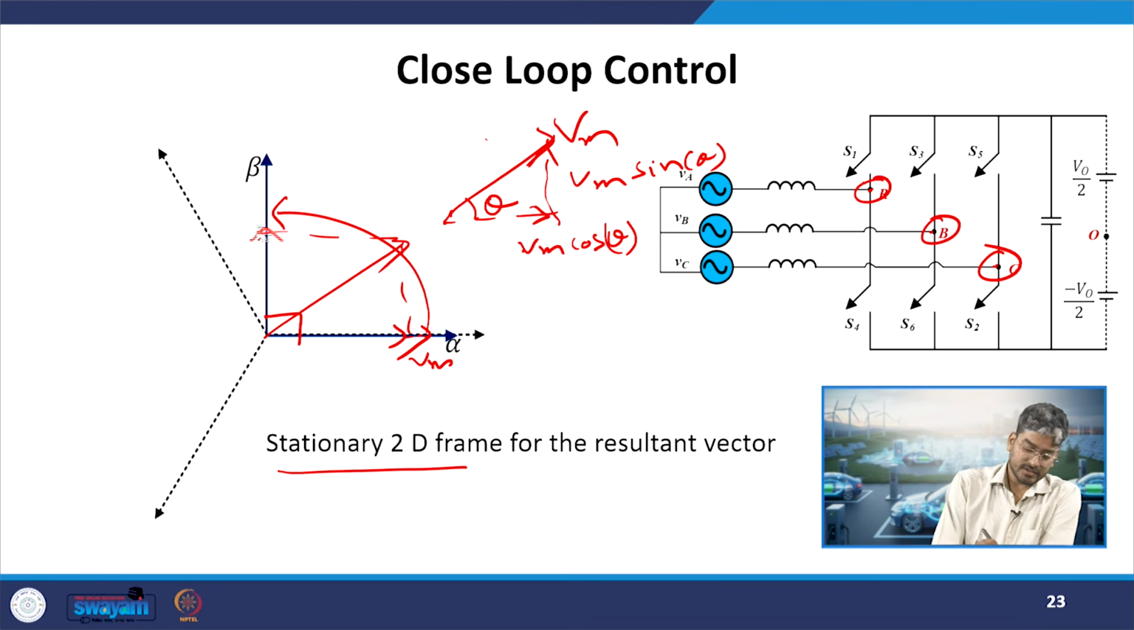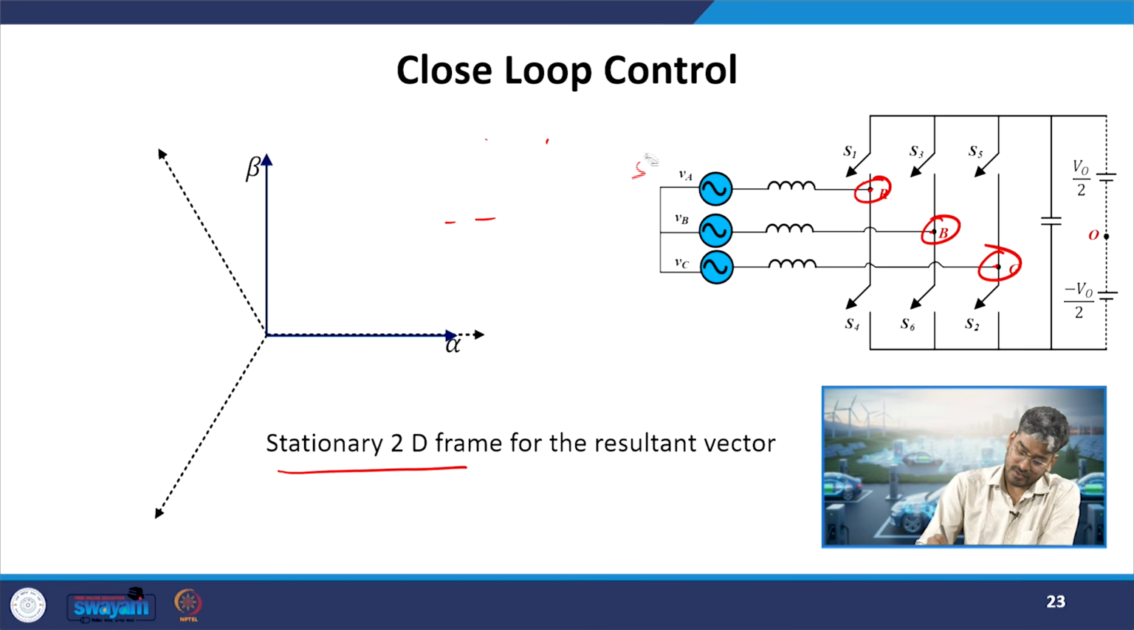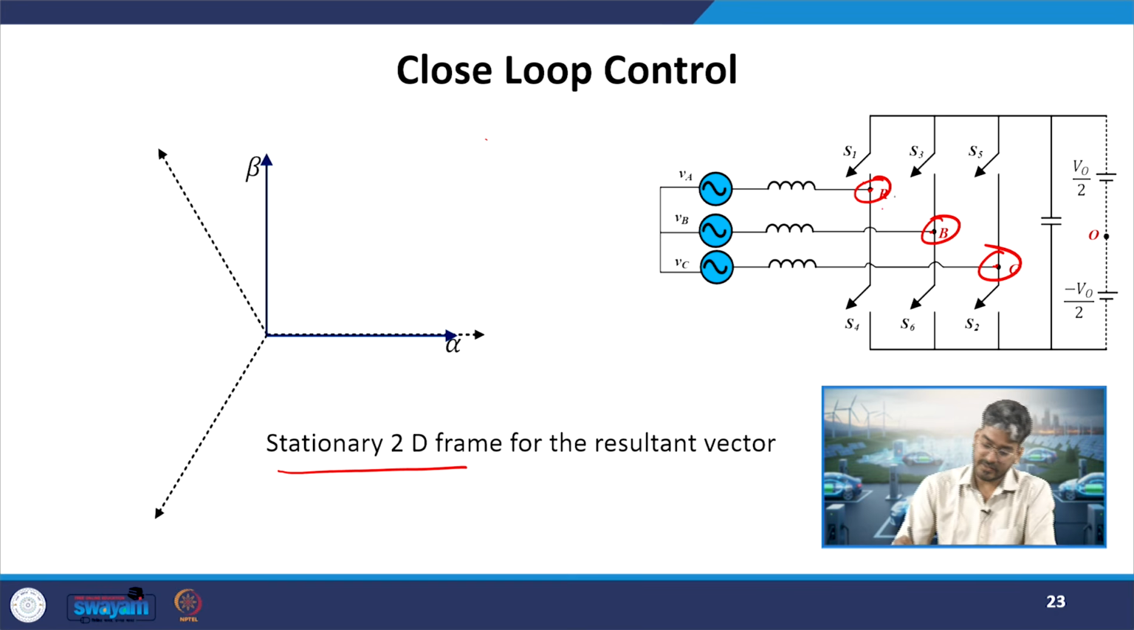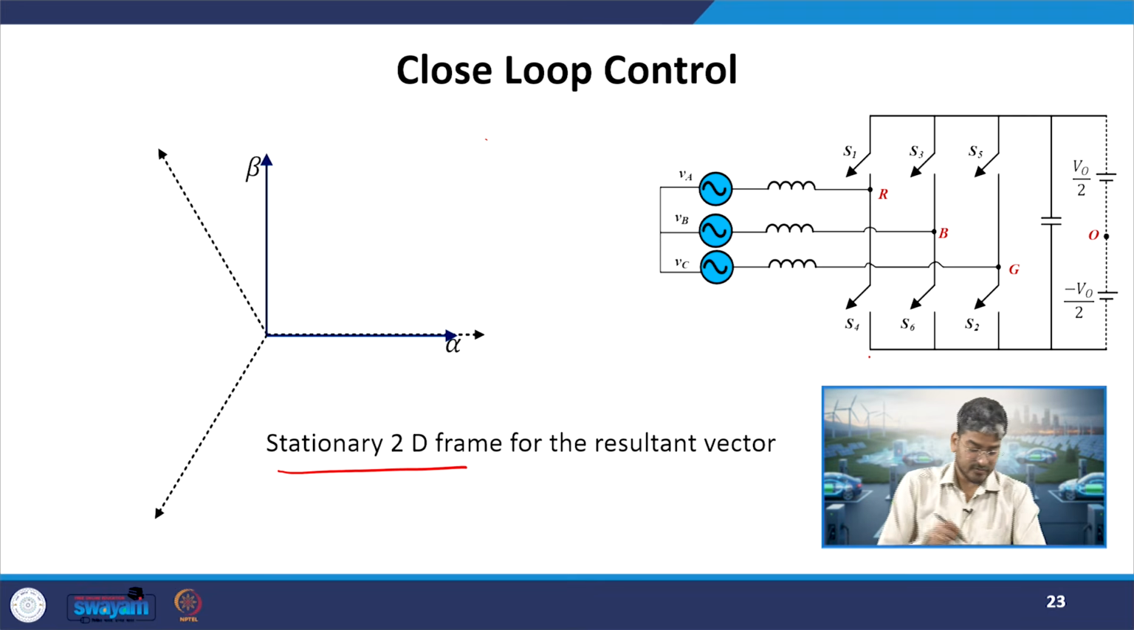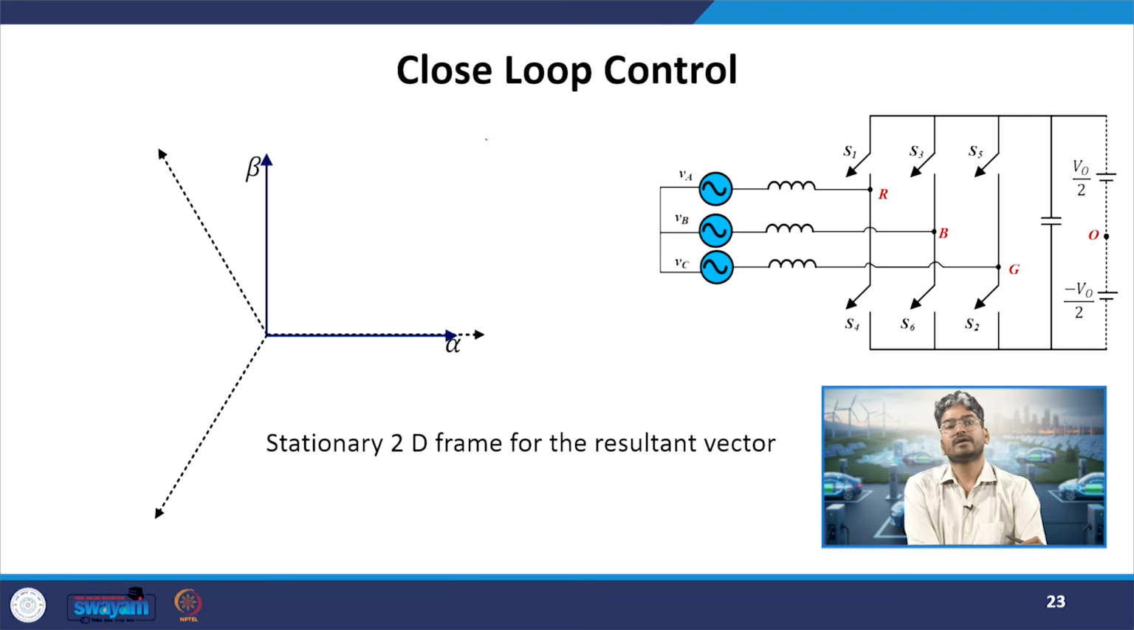Based on this projection theory, this stationary DQ frame was first invented, where we have assumed two frames 90° from each other, that is alpha and beta, and we will calculate the projection of our three supply voltages over here, and we will see what will be the resultant quantity, and we will continue from this point in the next class.